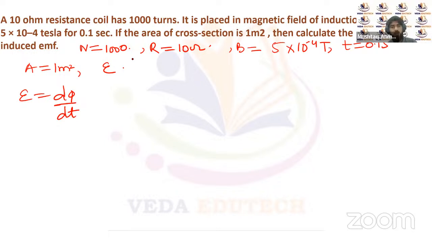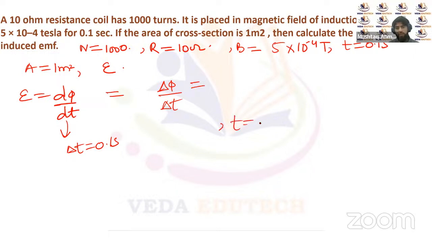A 10 ohm resistance coil has, but it's a uniform magnetic field, right? If the area of cross section is given, you can calculate the induced EMF, but there should be something: the magnetic flux should change through this coil. It's placed in a magnetic field of induction 5 into 10 to the power minus 4 Tesla for 0.1 second, it means the value of delta t is 0.1 second, right? So it will be delta phi. We can talk about the average induced EMF, that's delta phi over delta t.